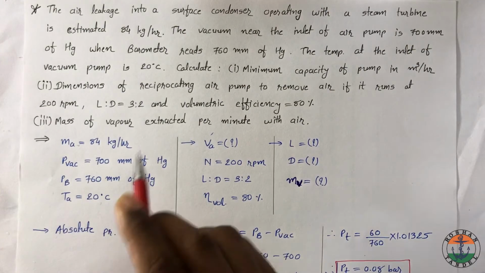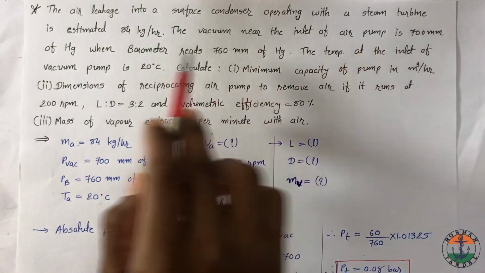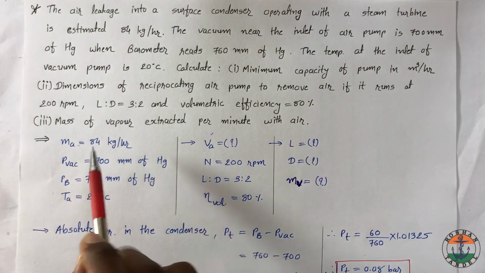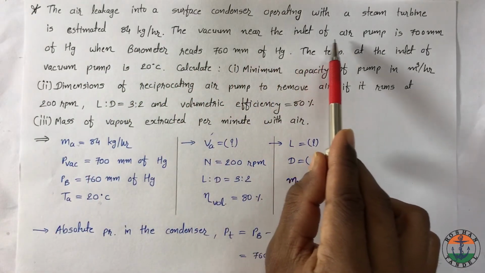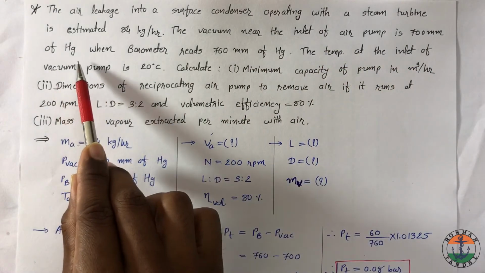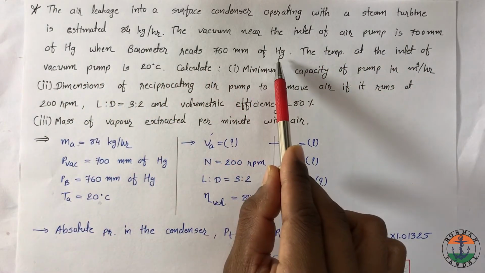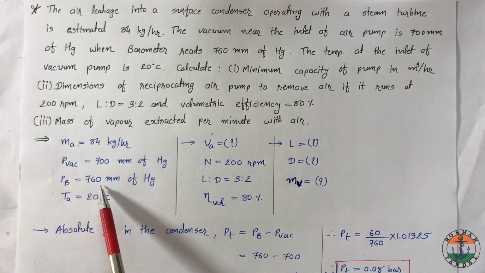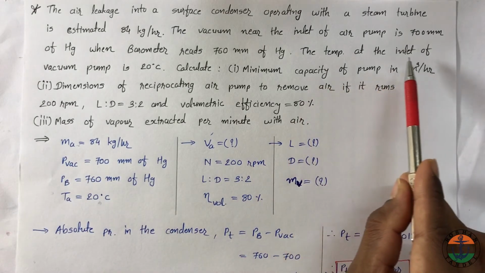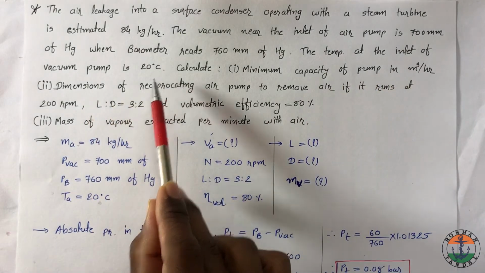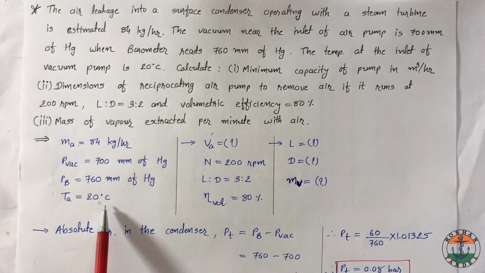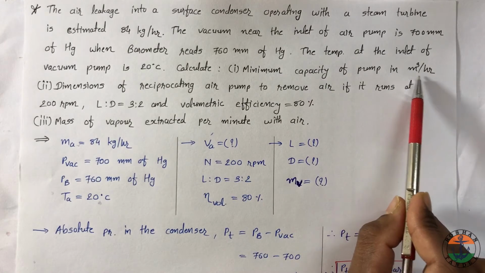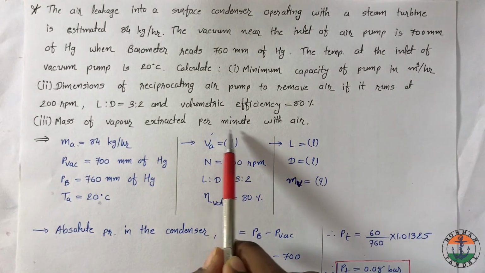Air leakage into a surface condenser operating with a steam turbine is estimated 84 kg per hour. Ma is equal to 84. The vacuum near the inlet of air pump is 700 mm of Hg when barometer reads 760 mm of Hg. Vacuum pressure is 700 mm, barometric pressure 760 mm. The temperature at the inlet of vacuum pump is 20 degrees Celsius. Ta is equal to 20 degrees Celsius. Calculate minimum capacity of air pump in meter cube per hour. It means you have to find VA.